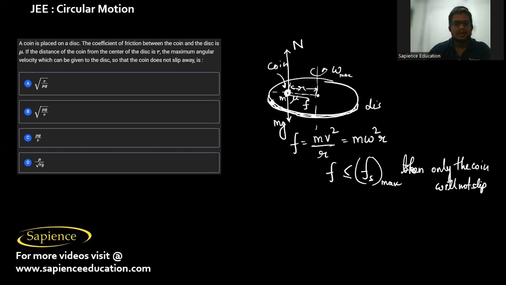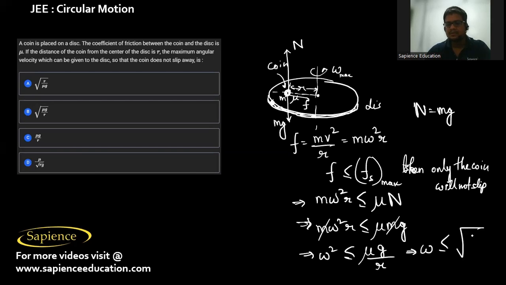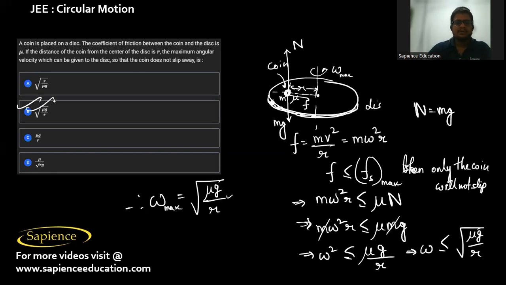from the disk. So therefore the friction, that is m omega square r, should be less than or equal to the maximum static friction, which is mu into N. Now N is equal to mg, the normal reaction. So m omega square r is less than or equal to mu mg. So m and m will cancel out. So omega square should be less than or equal to mu g by r. So omega should be less than or equal to square root of mu g by r. So therefore the maximum angular velocity that can be given to the disk will be square root of mu g by r. So option B is the correct answer.